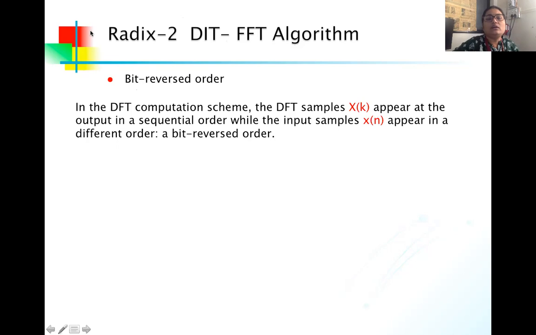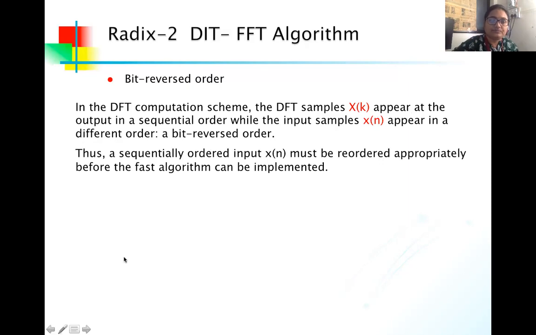Then in the DFT computation scheme, the DFT samples x of k appear at the output in sequential order. The output will not change; it will be in sequential order. Only the input x of n will appear in a different order. That is why it is called a bit reversed order. The input is in reversal order. So the input is shuffled, but the output is in sequence.